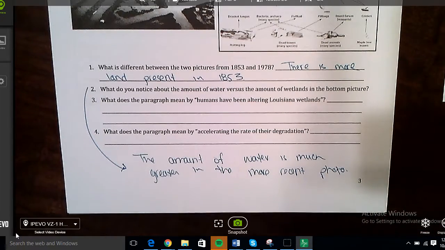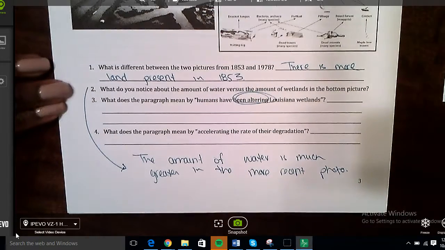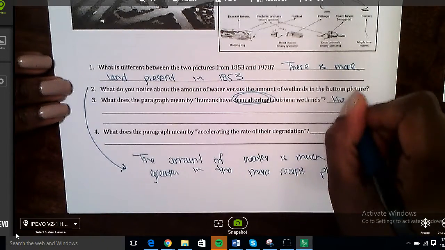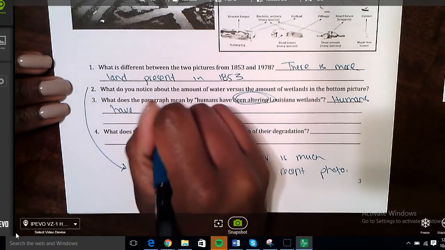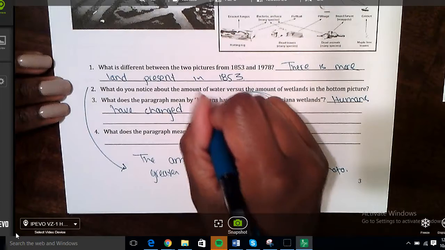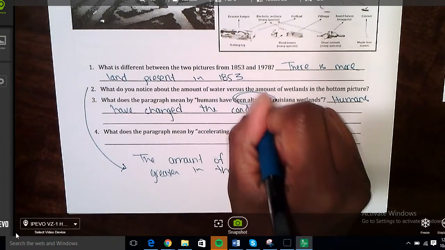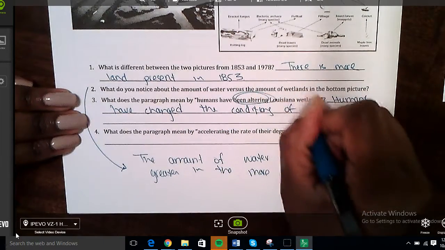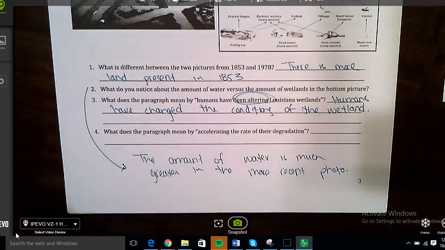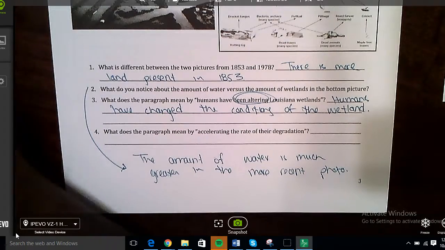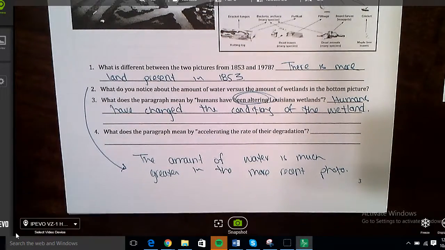What does the paragraph mean by humans have been altering Louisiana wetlands? The big focus here is on the word altering. It means that humans have changed the conditions of the wetland. And this means we've changed how much land is available, how much water is now currently there. There's now more than there was before. We've changed the amount of space that organisms have to actually live on top of.